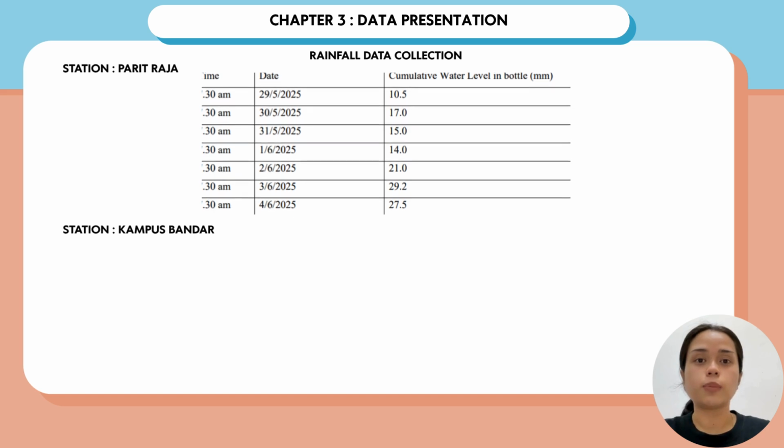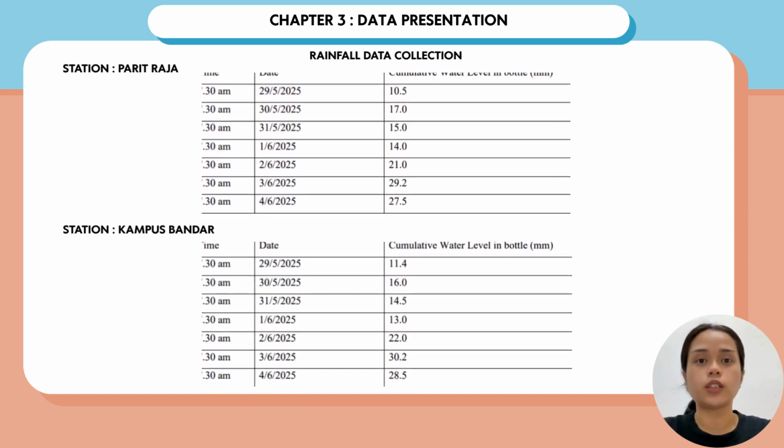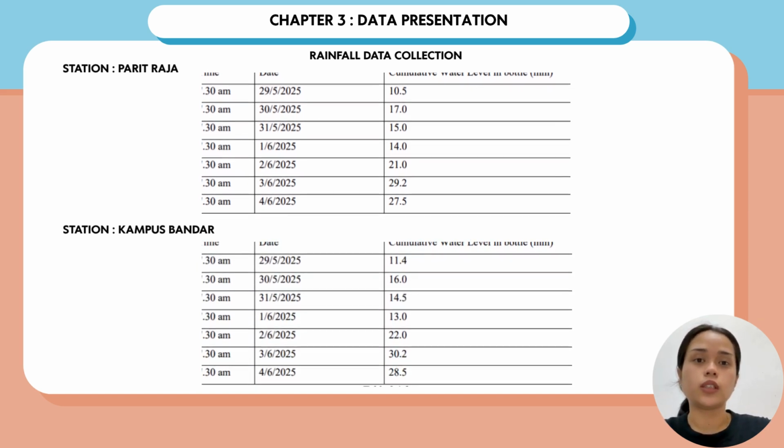I'm Natasha John, and my matrix number is CF230101. I'm going to present on the data presentation. So in this project, we will present on rainfall, evaporation, and infiltration data collection based on 5 locations. For rainfall and evaporation data collection, we set the same dates and time, starting from 29th of May until 4th of June at 7:30 a.m. in the morning.